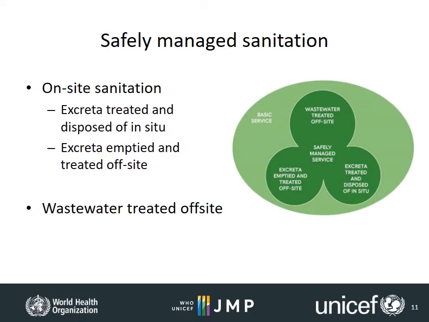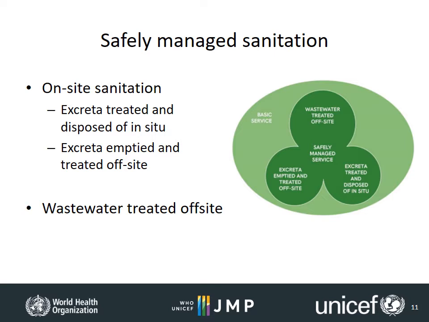There are essentially 3 main pathways to safely managed sanitation. For households using on-site facilities, there are 2 options. Excreta could be treated and disposed of in situ in septic tanks with an appropriate leach field or in latrine pits that are covered and left undisturbed when full.